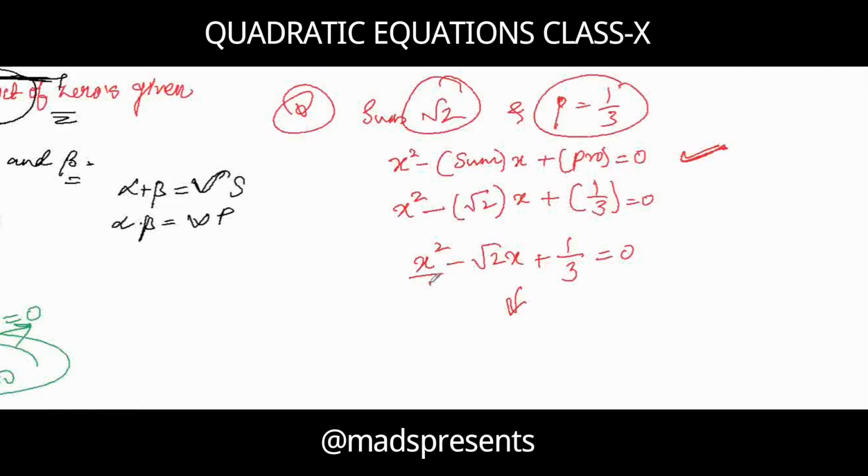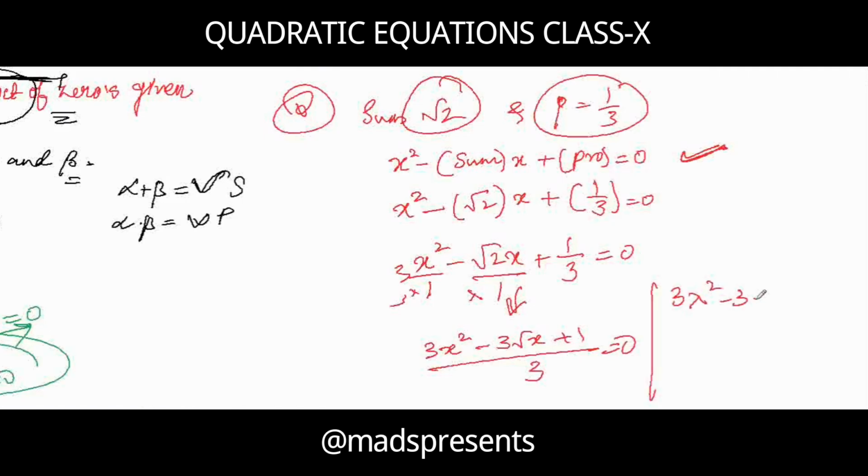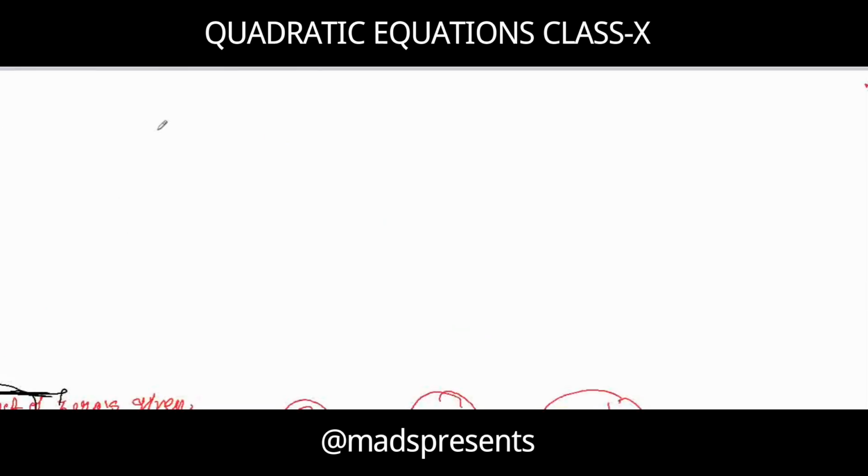Here it is 1, here it is 1, multiply here with 3, here with 3, you will get 3x square minus 3 root 2x plus 1 is equal to 0. So it is 3x square minus 3 root 2x plus 1 is equal to 0. Very simple. One more example.